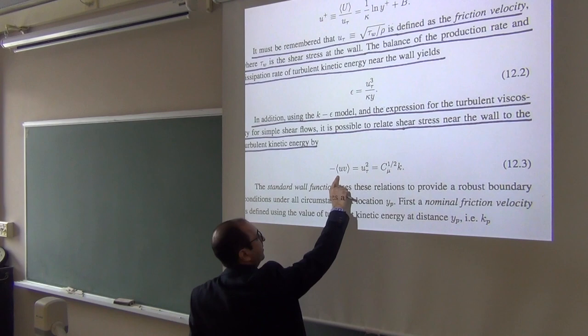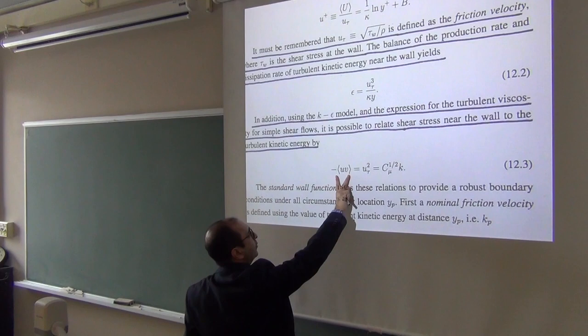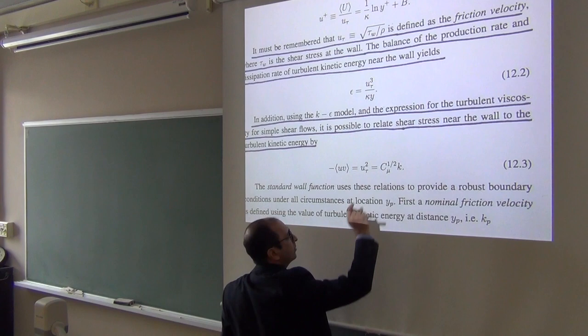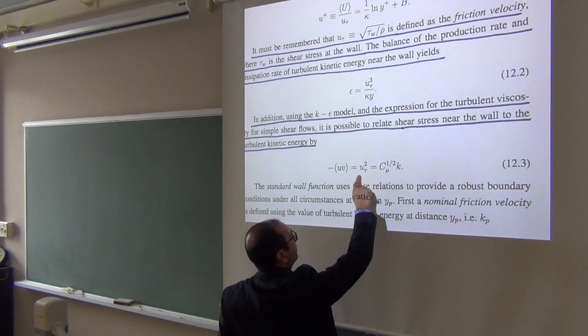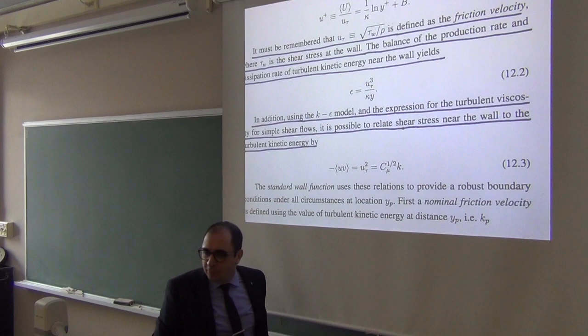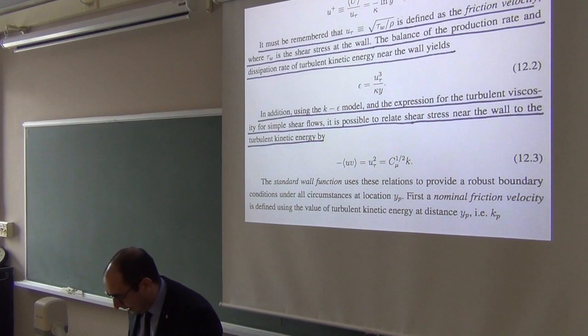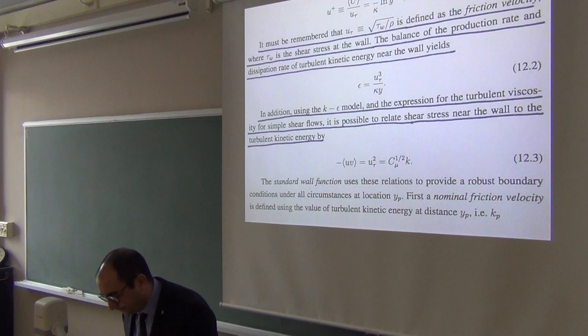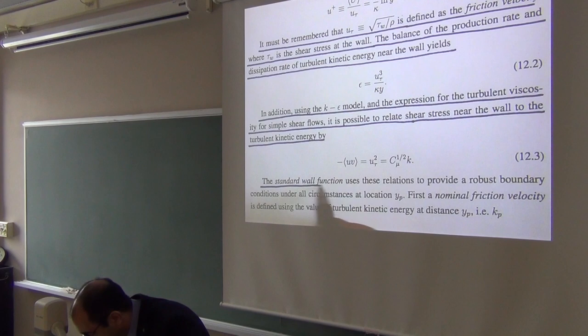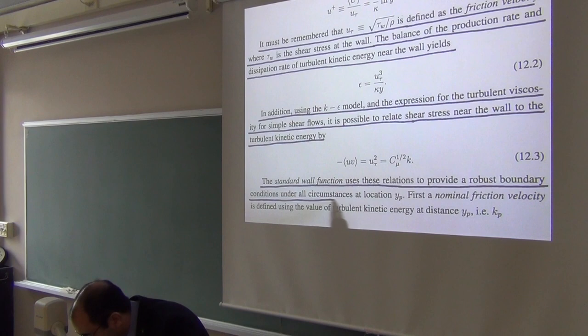So it is sort of part of a larger Reynolds stress tensor. This too is a component of the Reynolds stress tensor. So it looks like all of these terms are somehow related to the Reynolds stress tensor. And that's how people have suggested this relationship. There's no proof, it's just, this is where I put my hand in my pocket and come up with some new form of closing the turbulence problem. And as a result, a constant pops out, which is a very well-known constant, C mu, I think it's 0.09 for most models. The standard wall function actually uses these relationships to provide a robust boundary condition under all circumstances at that location yP.